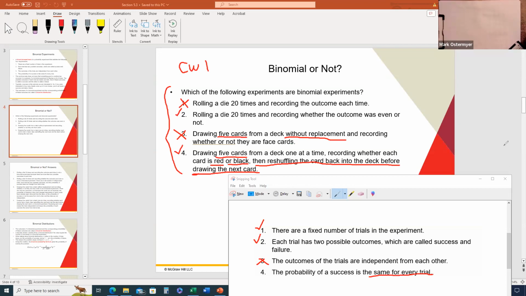Any questions about how we determine whether or not an experiment is binomial? Okay, so we good on that? These 4 requirements here? Okay.